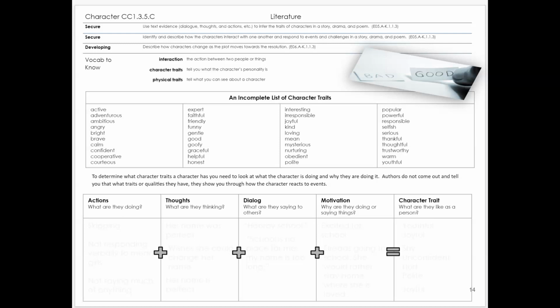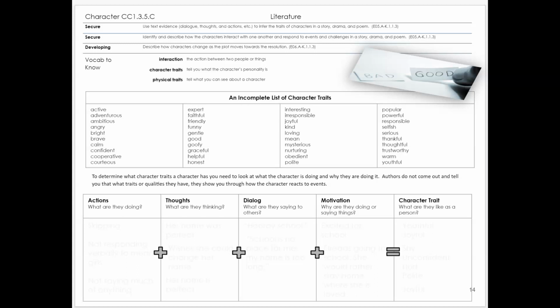Today we're going to look at characters, and characters are another element of fiction, and we're going to take a look at how the character traits are developed throughout a story. So the secure skills for 5th grade is to use text evidence, things like dialogue, the words that they say, thoughts, things that they think to themselves but don't say to others, and actions to infer the character traits in a story, drama, or poem.